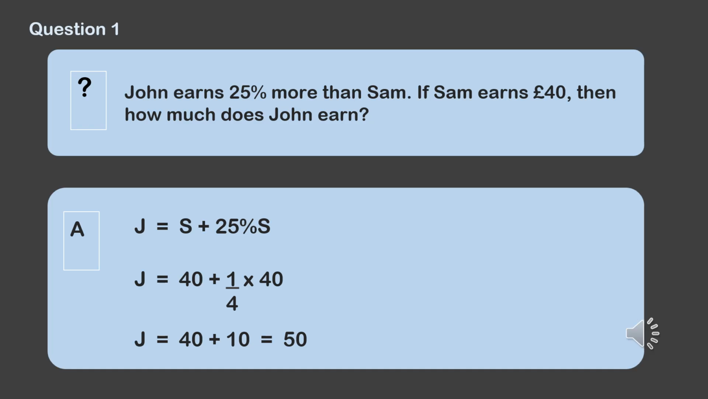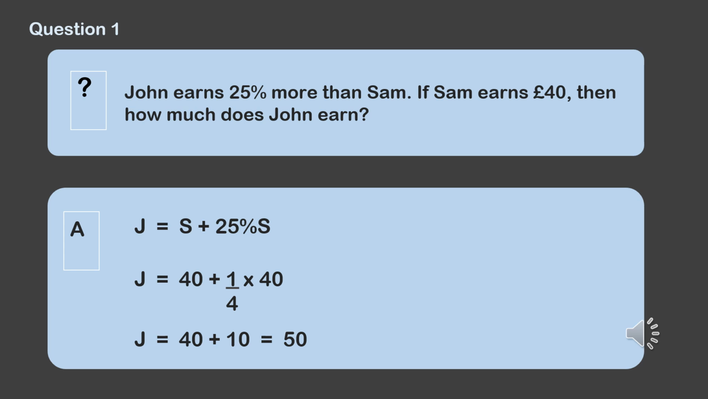Starting with the first question. John earns 25% more than Sam. If Sam earns £40, then how much does John earn? If you've watched the previous videos of percentages, you should know that John earns more than Sam, which means we add the percentage to the value of Sam. This also means J equals S plus 25% times S.